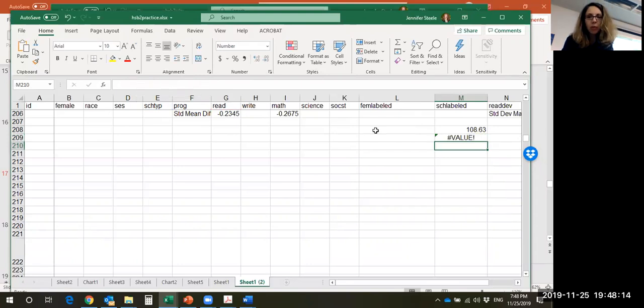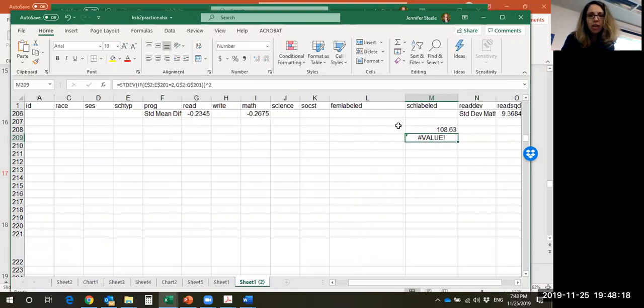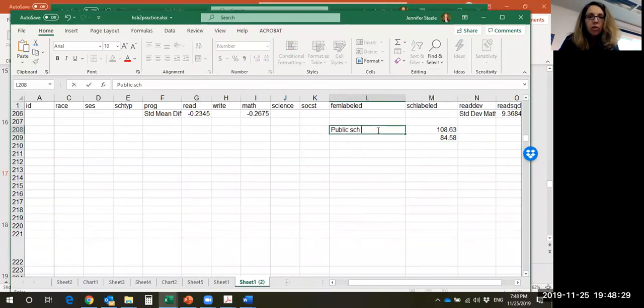And once again, it did that weird value thing. So once again, I have to go to the formula, click the cell, go to the formula bar, Control Shift Enter, and it worked. Okay, so I'm going to put public school variance and private school variance in the L column, just to label what I have.